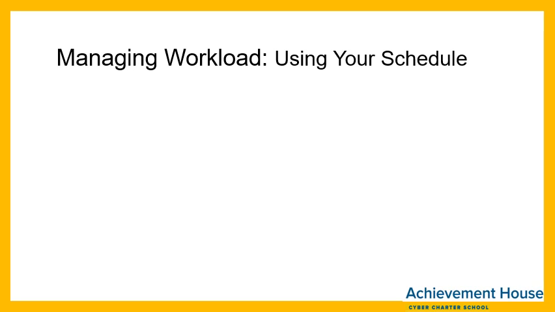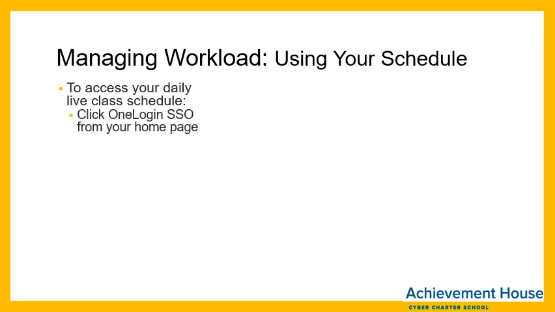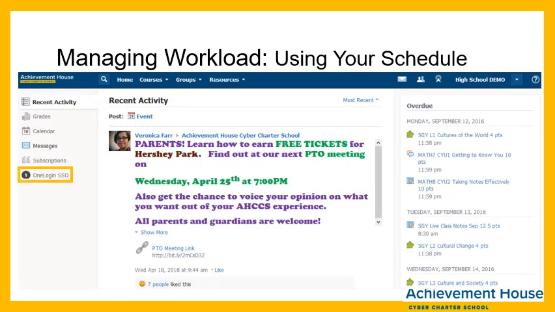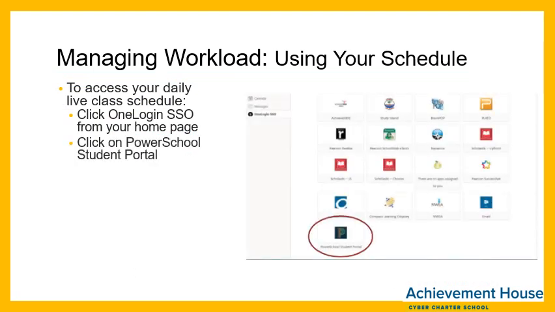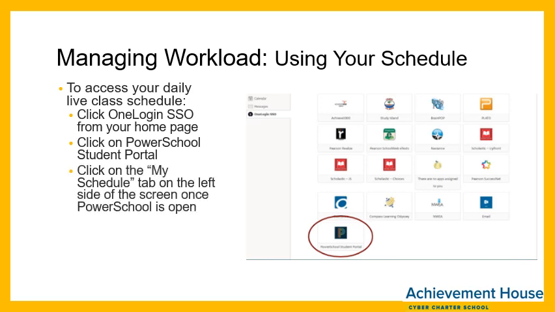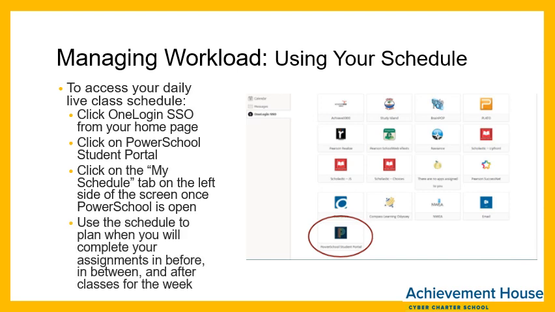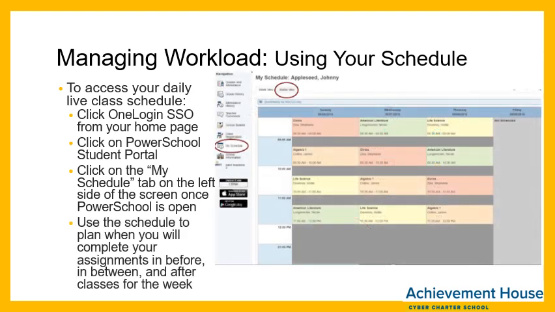To start, I recommend that you use your schedule as a starting point, since your schedule is already filled in with your live classes. To access your live class schedule, go to OneLogin SSO from the Schoology homepage. OneLogin SSO is shown here on the left side of the screen in the yellow box. Once you click on OneLogin SSO, click on the PowerSchool Student Portal icon. Then, click on the My Schedule tab on the left side of the screen once PowerSchool is open. Use the schedule to plan out when to complete your assignments, before, between, or after your classes for the day.